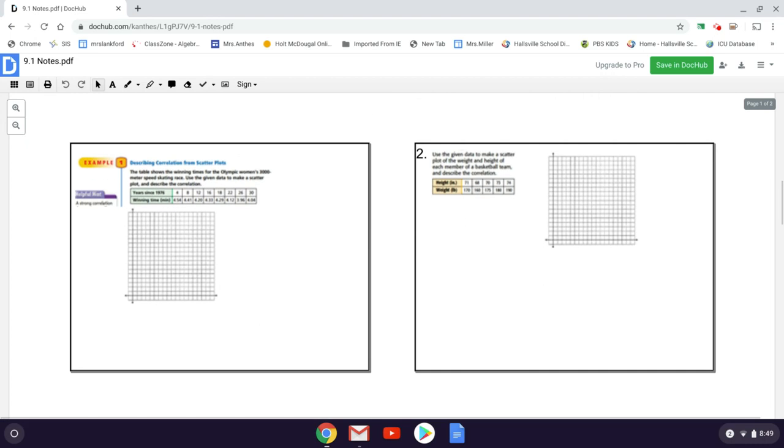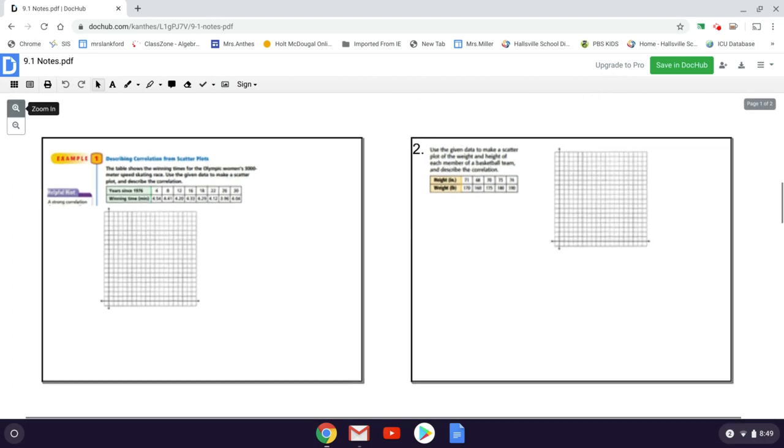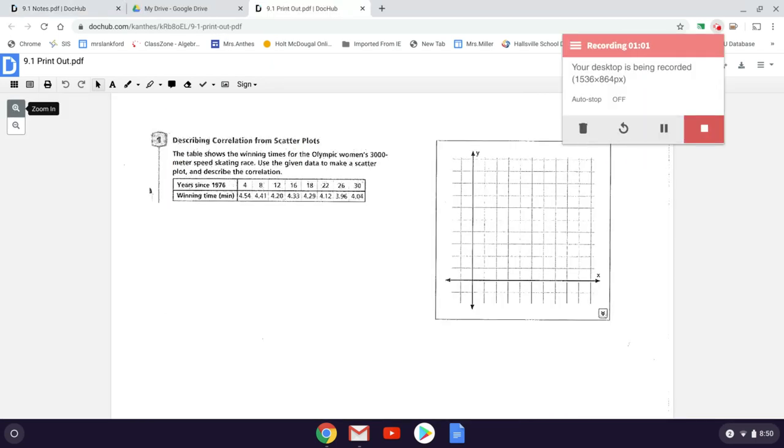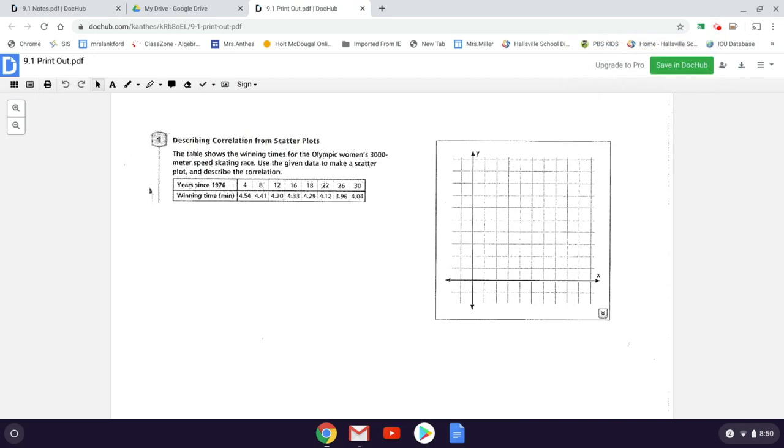So looking at the first problem, and this is slightly blurry, hopefully not blurry on your paper. Let me see if I can pull a different document up. All right, so this document looks a little bit less blurry.